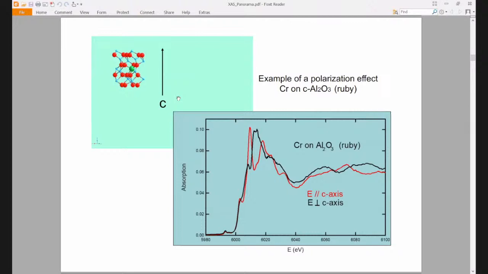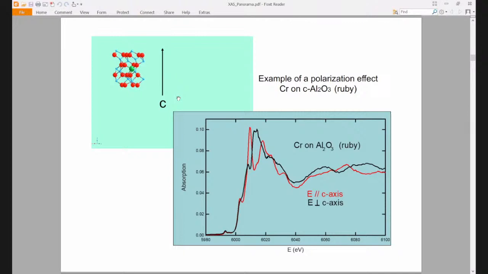I told you that the polarization was not really important because most of the time it does not matter, but sometimes it makes another way. This is a case of that. Probably everyone knows ruby. And ruby is interesting because it's alumina, corundum. It's a pure corundum, crystalline alumina with some chromium atoms inside. It has a C axis, and this is the chromium, and this is the structure of alumina, alpha alumina.